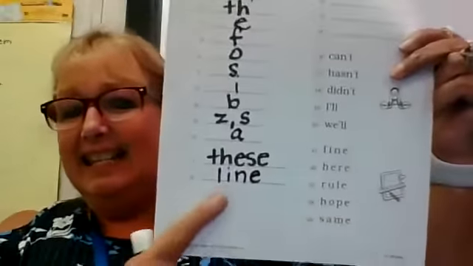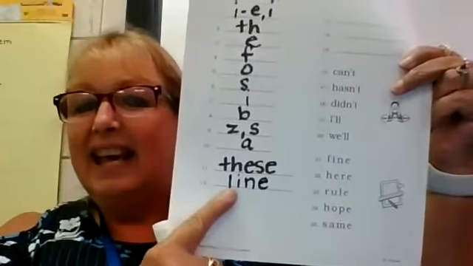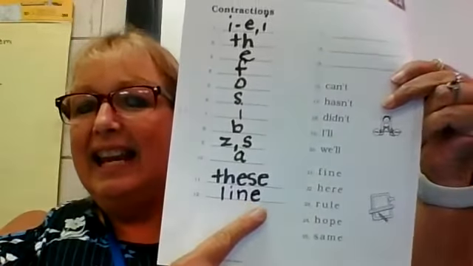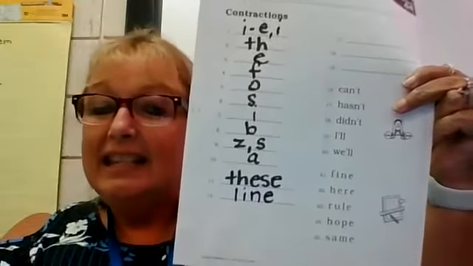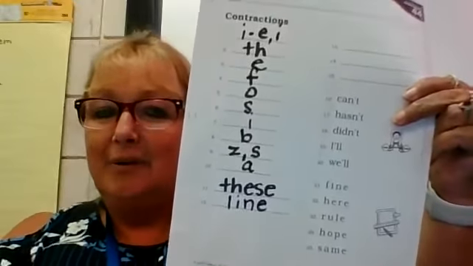Okay, and the next one, number 12, is line. Line. L-I-N. We only hear 3 sounds, but there's something that goes at the end. Oh, good job. It is a sneaky E. So now you should have spelled it L-I-N-E. So if you didn't, take a second and fix it. Okay? Good job.